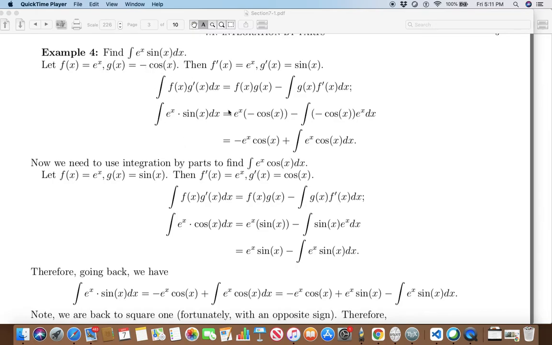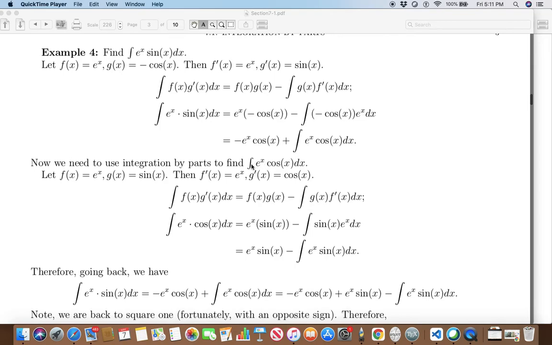e to the x, g prime is sine, so fg is e to the x times negative cosine x, minus integral, what is g, negative cosine x, f prime is e to the x. So notice, my integral e to the x sine x dx is now negative e raised to x cosine x plus integral e raised to x cosine x. So this integral also looks like it needs integration by parts.